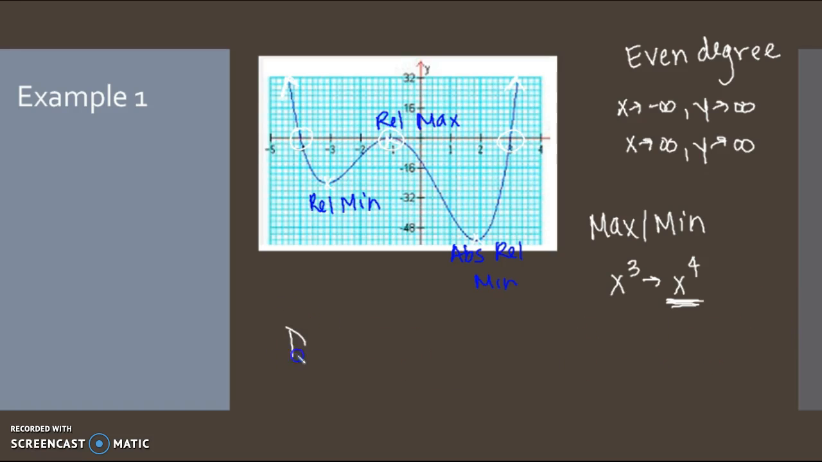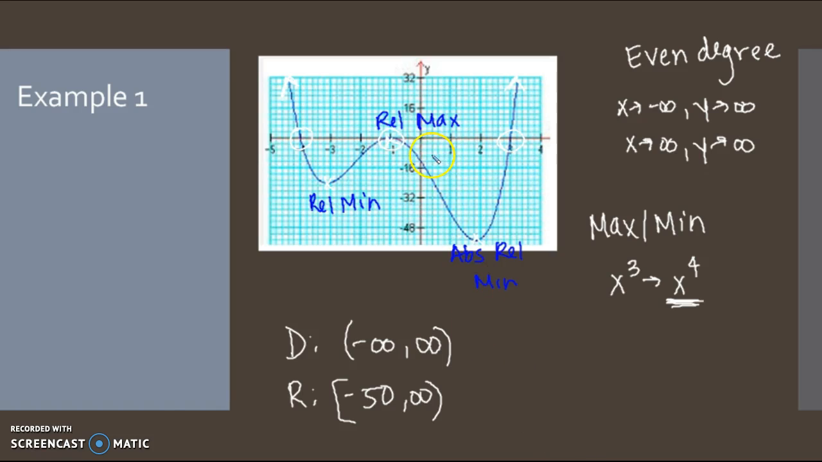All right, my domain for this function is all real numbers. The domain for every polynomial that we look at is all real numbers. Right, the range, because it's even, is based on the max or the min. So in this case, it looks like my minimum is at maybe negative 50. All right, so that means I go from negative 50 up to positive infinity. So that would be my range.